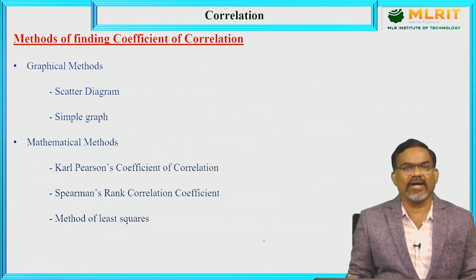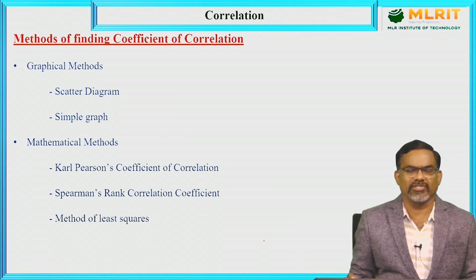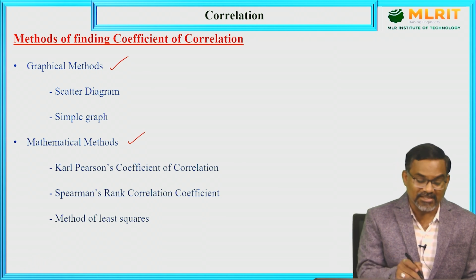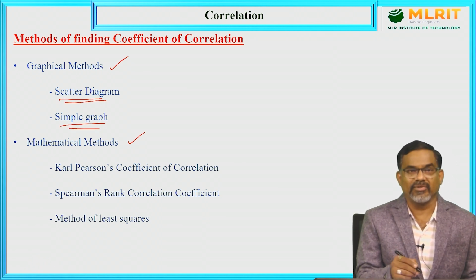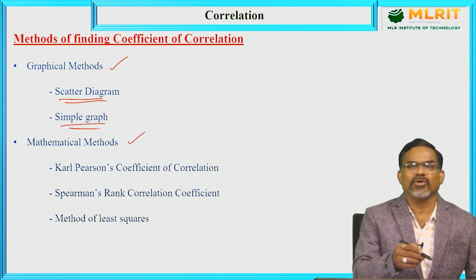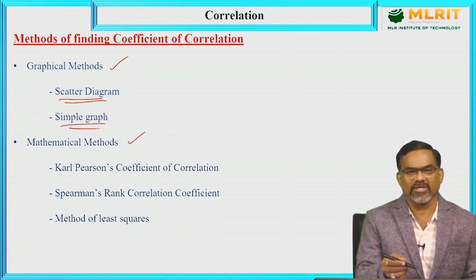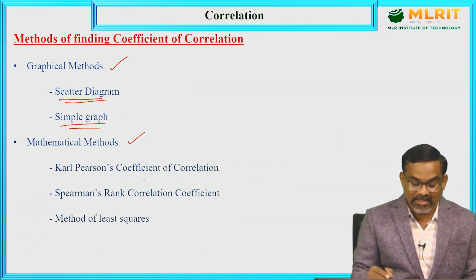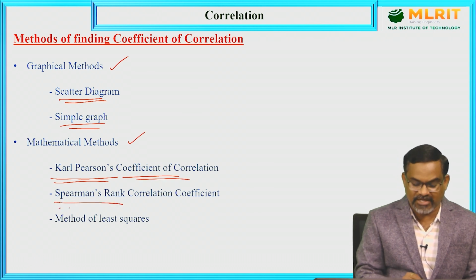Now, methods of finding the coefficient of correlation. There are many methods, like graphical methods, mathematical methods and so on. In graphical methods, there are the scatter diagram and the simple graph. Just by drawing a simple graph, you can study the characteristics of the two data sets, and then you can identify whether there is any relation between those two variables or not. And mathematical methods: Karl Pearson's coefficient of correlation, which is the main important one, and Spearman's rank correlation coefficient.